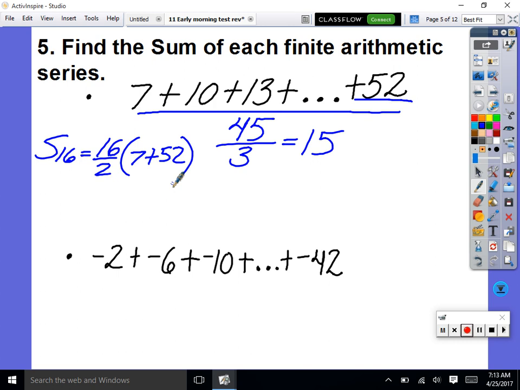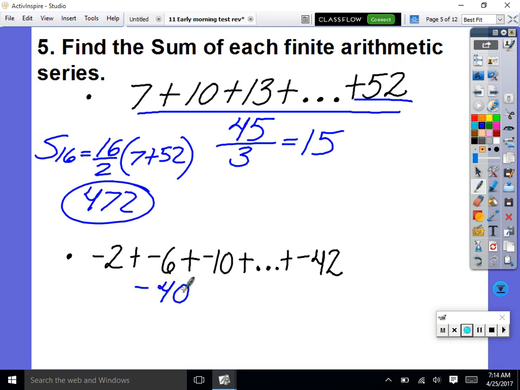So our sum is 400. The sum of 16 terms is 472. So down here it's negatives. Don't let negatives throw you off. You do the same process. Negative 42. But you have to make sure you don't mess up on the negatives. So negative 42 minus negative 2 is negative 40.